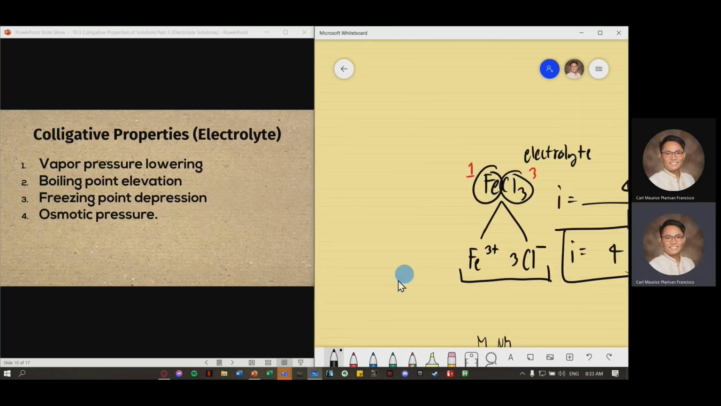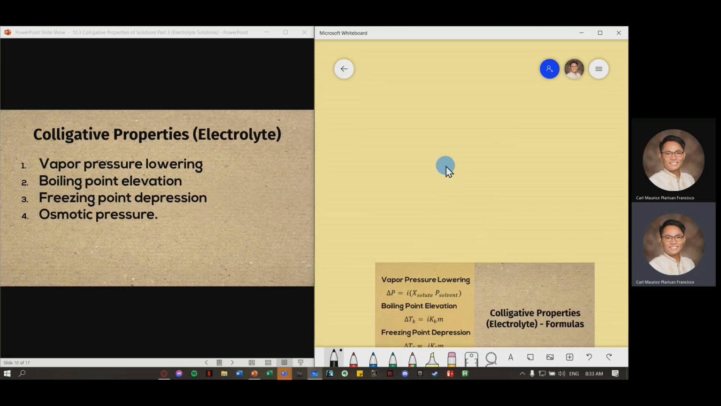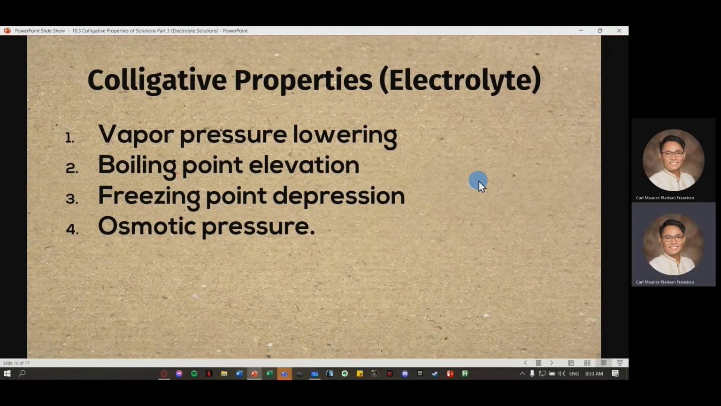Now at this point, since we're talking about colligative properties of electrolyte solution, there are also such colligative properties discussed. So same goes with non-electrolyte and electrolyte. Kapag usaping electrolyte, pare-pares lang naman po ang colligative property. Vapor pressure lowering, boiling point elevation, freezing point depression, and osmotic pressure pa rin naman po. So ibig sabihin, you have 4 equations for non-electrolyte, and then you have another set of 4 equations for electrolyte.